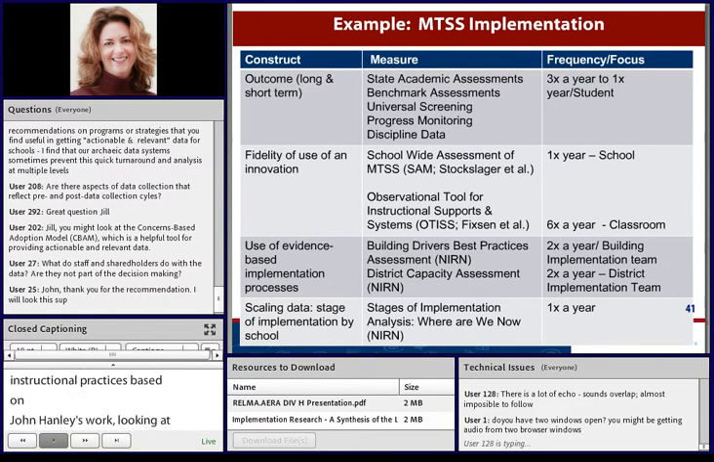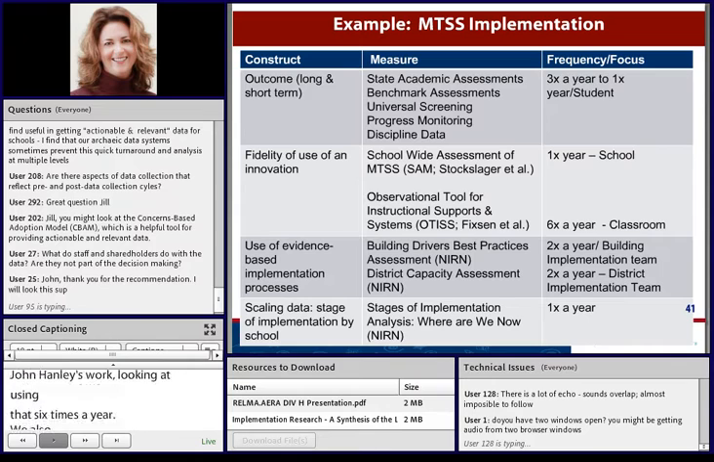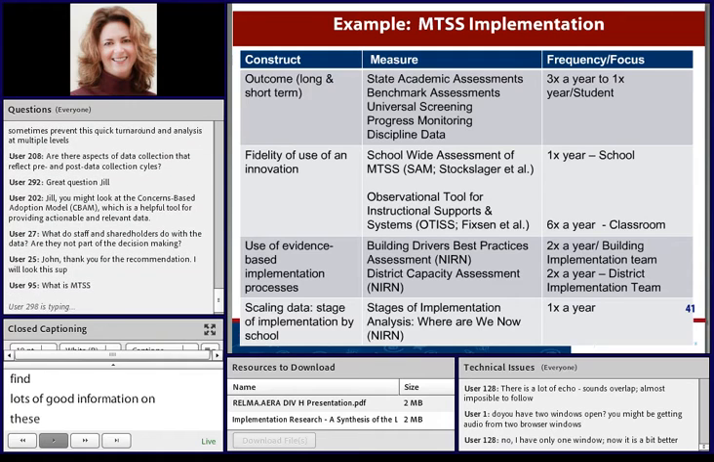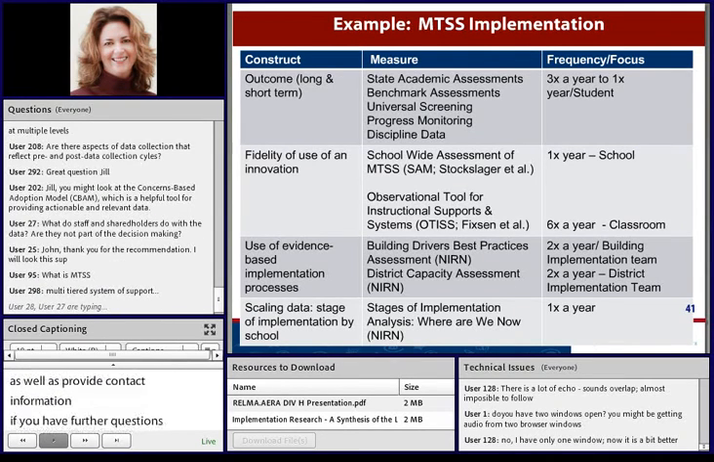We also want to assess their use of evidence-based implementation processes, so putting those implementation drivers and active implementation frameworks into use. We do that at the building level through the building drivers best practices and the district capacity assessment at the district level. You can find lots of good information on these different assessments on the website I shared at the beginning that I'm going to go ahead and share at the end, as well as provide some contact information if you have further questions on them. Unfortunately, I don't have time today to go to a deep dive on each of those different assessments there.